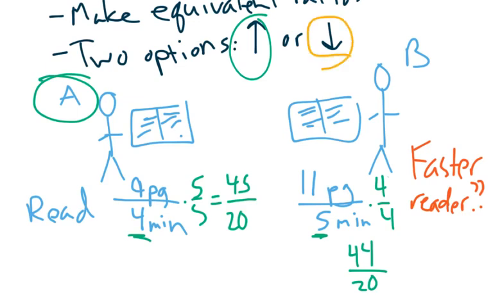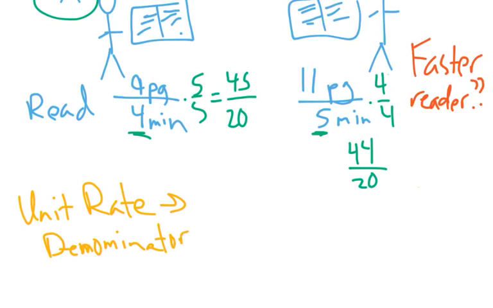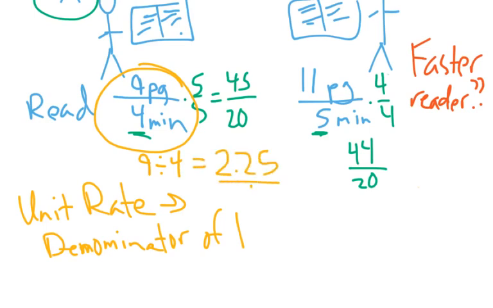But what if we break it down? If we were to break it down, what we end up getting is something that's called a unit rate. And what that means is you have a denominator of 1. And so what we do is we take a look at this and we literally do the raw division. 9 divided by 4 is going to be 2.25 over 1. So that's 2.25 pages per 1 minute. And since we have a denominator of 1, this is the unit rate.